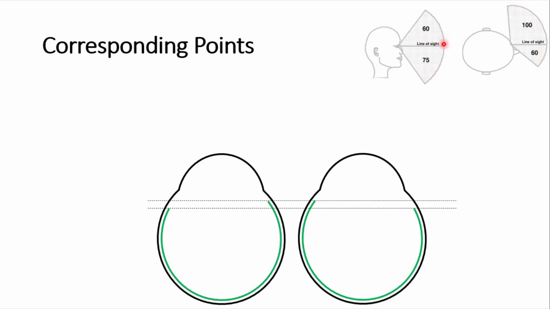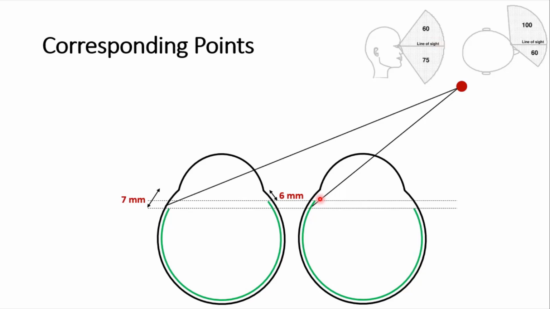Before that, what is the extent of the retina? The retina is located around 6 millimeters from the nasal limbus, whereas it's 7 millimeters from the temporal limbus. That is, the retina is more anterior on the nasal side than the temporal side. Let us take a point in the extreme temporal visual field. This point will fall on the extreme nasal retina of the right eye, whereas in the left eye, it is going to fall anterior to the retina.